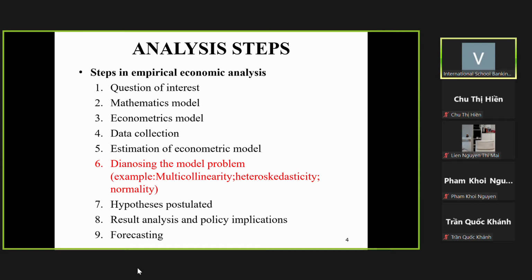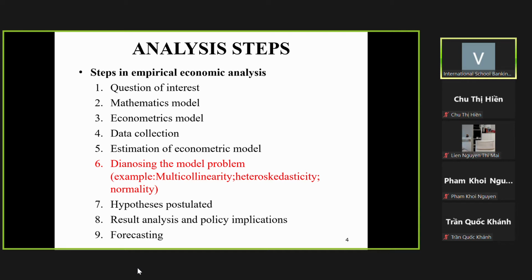And in this slide, you can see we have 9 steps. But step 9, whether we do it or not is fine. It's not an obligation. But from step 1 to step 8, you need to do. You have to do them to complete a report using an econometrics model. So from step 1 to step 8, you have to do. And step 9 depends on whether you want to do it or not, it's okay, it's fine.